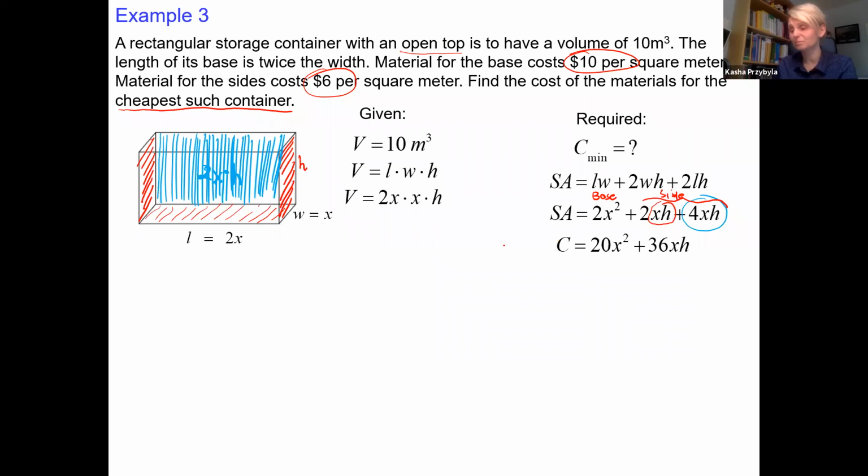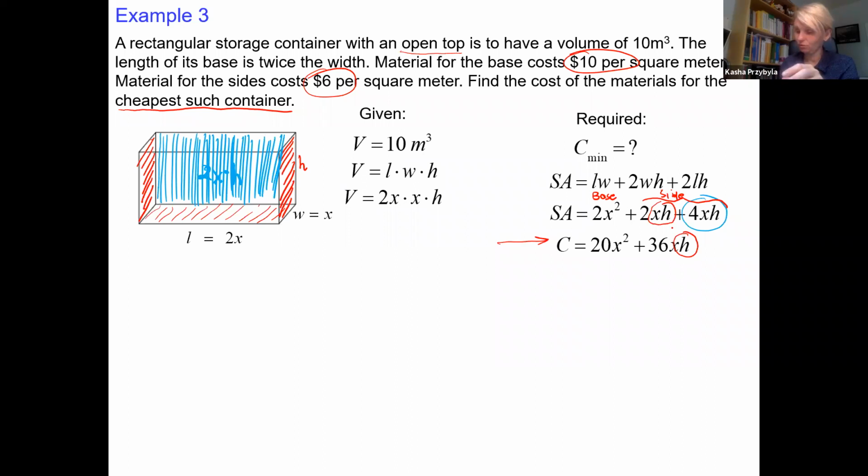Please do not forget the dollars, because sometimes we focus only on the surface area and we just forget the dollars. Okay, nice function. Still x and h, we have to rewrite probably h in terms of x.